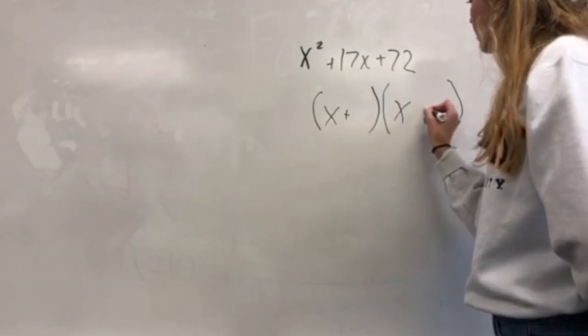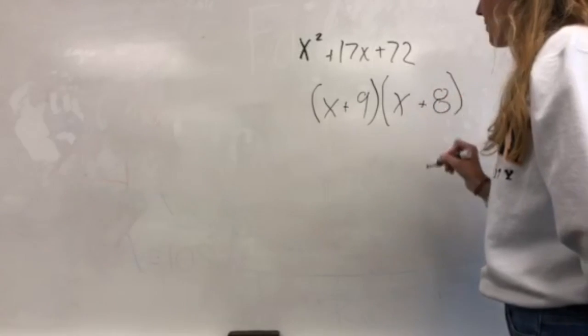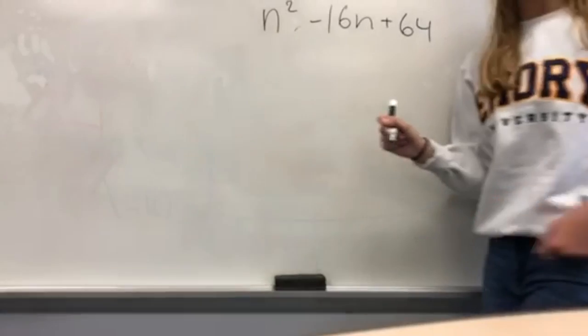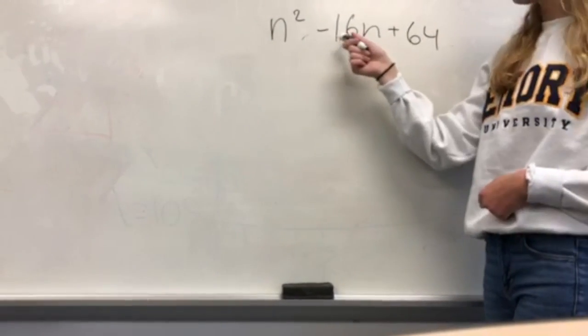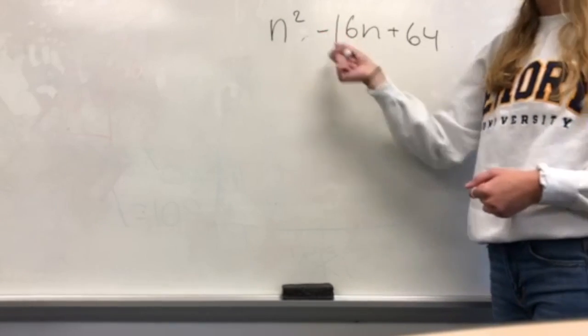So then, two numbers I can think of are 9 and 8. And 9 plus 8 equals 17, so that works. So now the next problem is n squared minus 16n plus 64. In this one, there's a negative, as you can see.